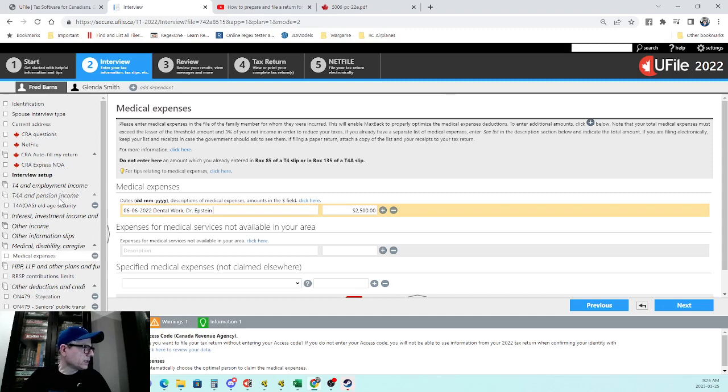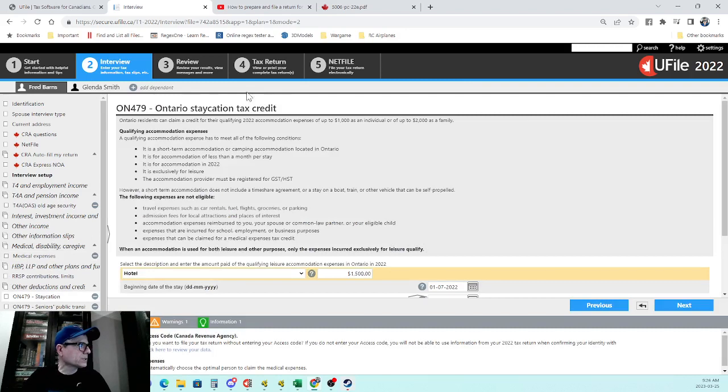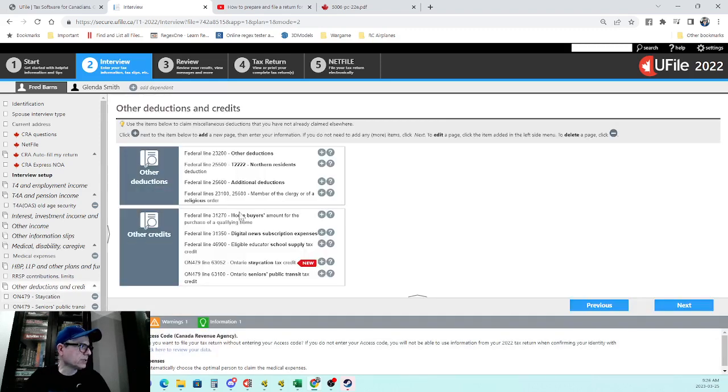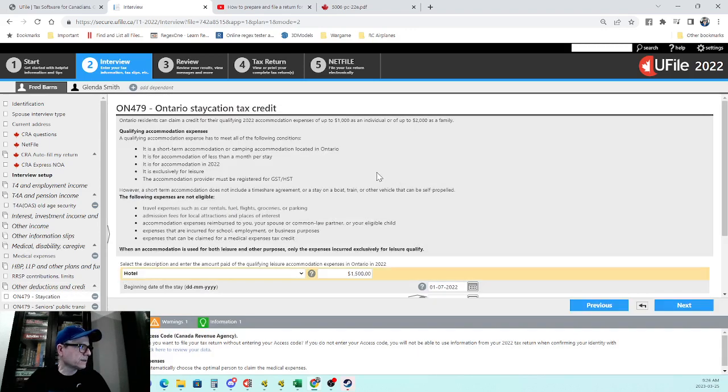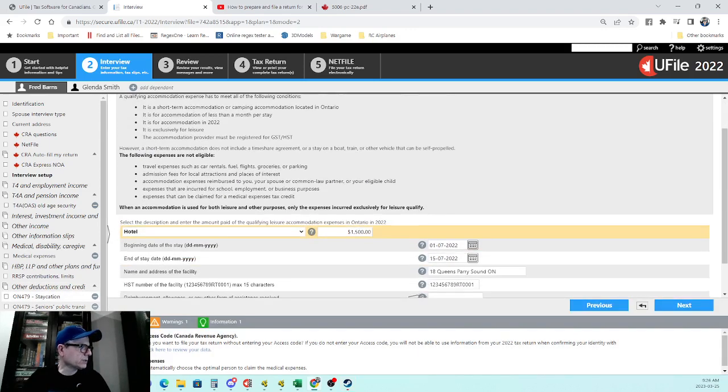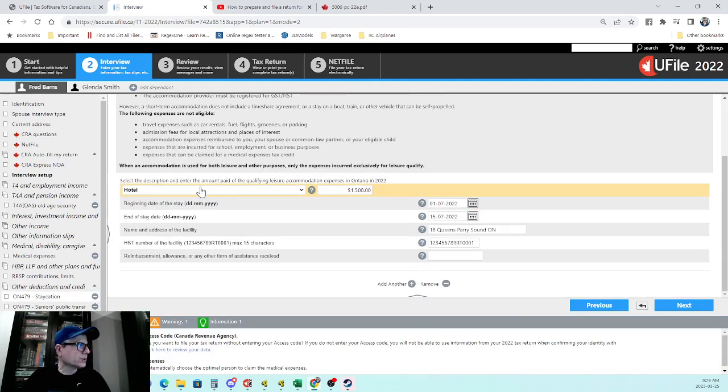Then they also went to Parry Sound for vacation. There you go. So this is a new Ontario tax credit, the Ontario Staycation Tax Credit. And basically you get it by clicking on other deductions and credits and then clicking on the plus sign here, you get the staycation credit. And at the same page, I also entered the seniors public transit credit. So here they spent actually $1,500 on a hotel from the 1st of July to the 15th of July, and they stayed at 18 Queens Street, Parry Sound, Ontario.